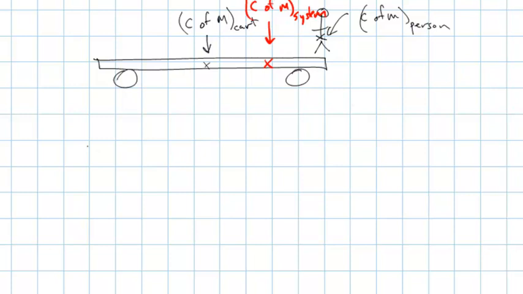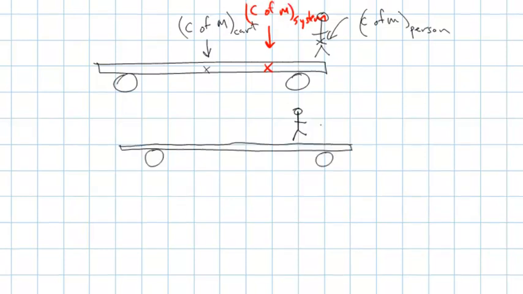If we have an isolated system, a cart with frictionless wheels and a person standing on it, and the person walks to the left across the cart, as the person walks to the left, the cart's going to move to the right. So at some time later, it's going to look like this. The person starts to walk to the left, and now we have this situation.